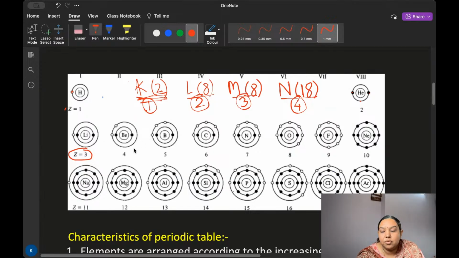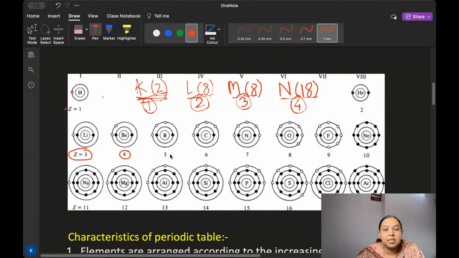Let us move on to the next element now, that is beryllium with atomic number 4. Z is equal to 4. So 2 electrons are going to be filled in K shell. When 2 electrons are already filled in K shell, the remaining 2 electrons will go to L shell.